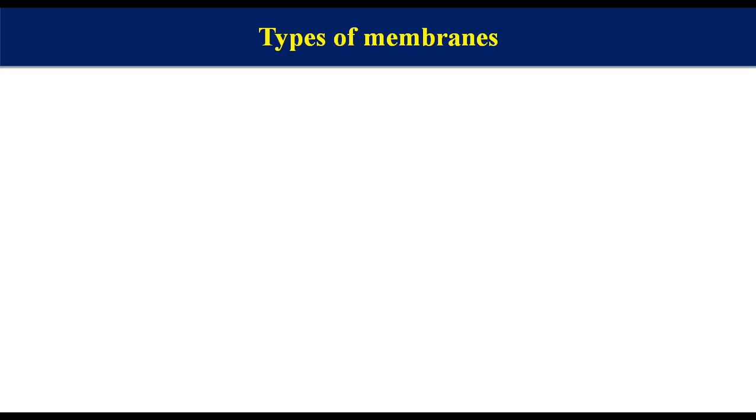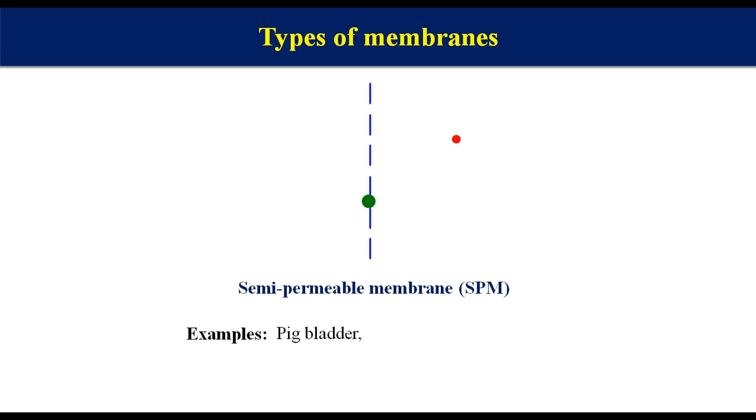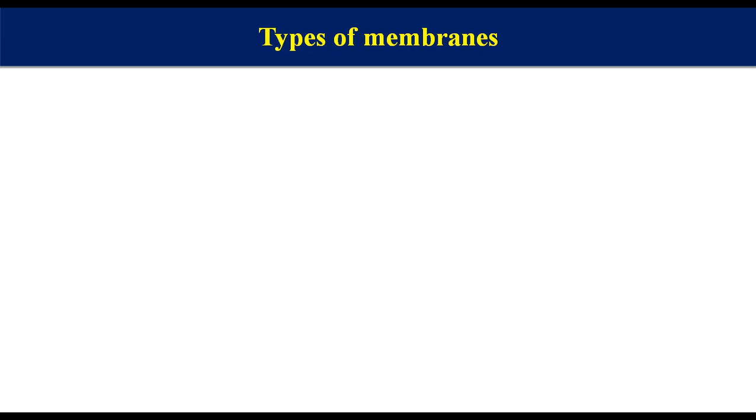Let's talk about a second type of membrane. If the membrane is such that it allows the passage of solvent molecules and does not allow the passage of solute molecules through it, the membrane is called semi-permeable membrane. Examples include pig bladder, parchment membrane, cellophane, etc.